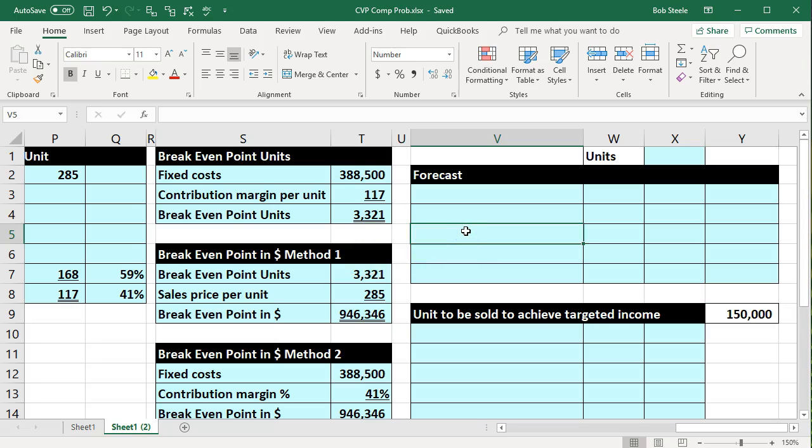Now we're going to look at forecasts into the future. This is what the CVP is very, very useful for. Once we have this broken down into variable and fixed costs, we project out into the future and try to think of what would happen, what if this happened, what if that happened, and then think about different types of forecasting scenarios into the future. So that's what we will consider now.